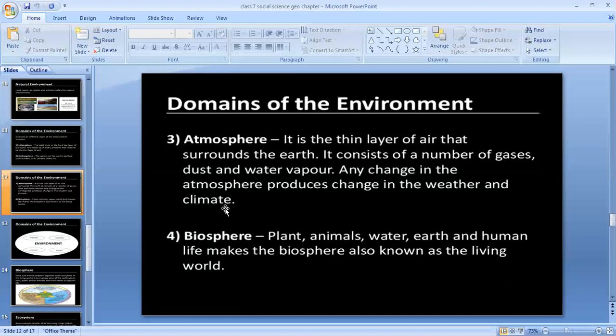And next is the biosphere. Biosphere is plants, animals, water, earth, and human life, which makes the biosphere also known as the living world. Plants, animals, water, everything found on our Earth's surface gives a life system. It is a narrow zone of the Earth where land, water, and air come into contact with each other, and it is this biosphere which makes the Earth a unique planet in our solar system. Only on the biosphere is life possible.